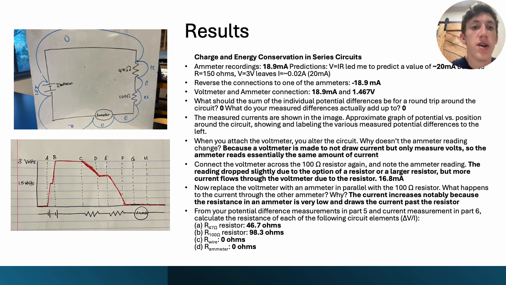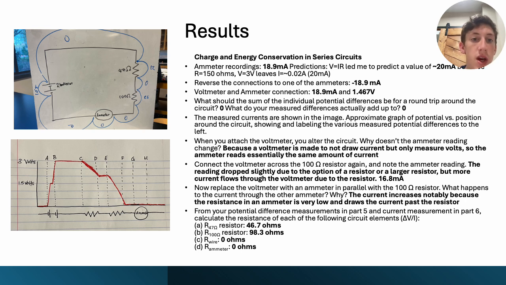The voltmeter was added to the circuit, and the only difference was that the volts was measured to be 1.467 volts, which makes sense with a 1.5 volt battery. The sum of the individual potential differences for a round trip should be 0, and it was measured to be 0 by the voltmeter. The measured current is shown in the top left, and the approximate graph of potential is shown in the bottom left.